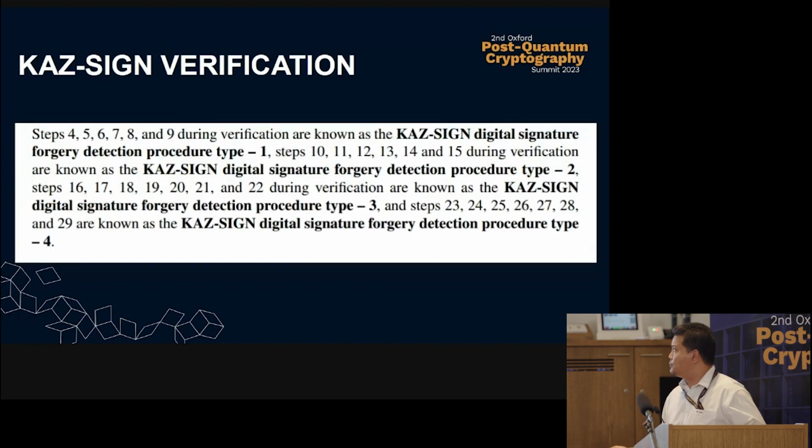Okay, so steps 4, 5, 6, 7, 8, 9 is known as the KAZ-SIGN digital signature forgery detection type 1. 10 until 15 is called procedure type 2. 16 until 22 is type 3. 23 until 29 is type 4.